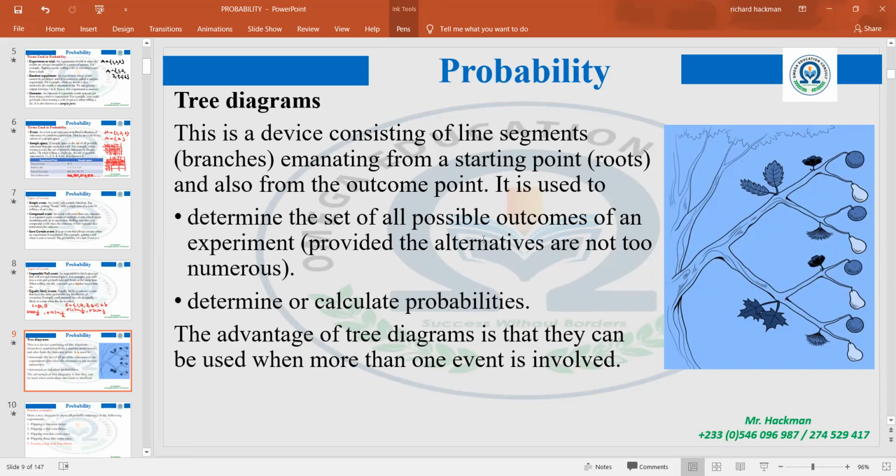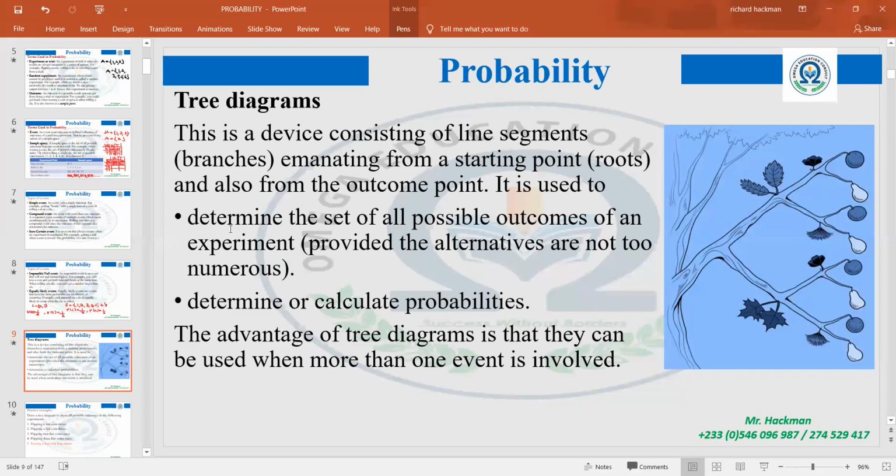Determine the sets of all possible outcomes of an experiment, and it comes with a condition, provided the alternatives are not too numerous. If the alternatives are too numerous, though you can do it, it will waste your time. Then you can also use it to determine or calculate probabilities. However, we are going to concentrate on the first one. We will only use the tree diagram to determine the set of possible outcomes.